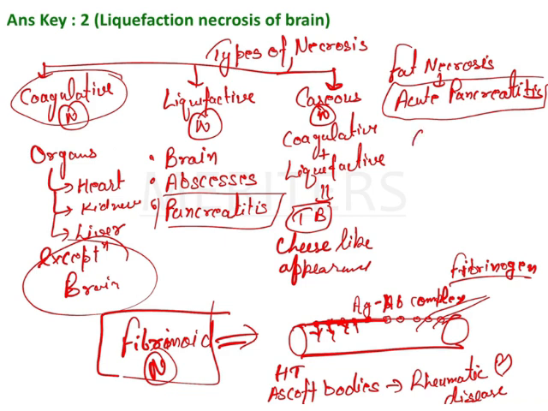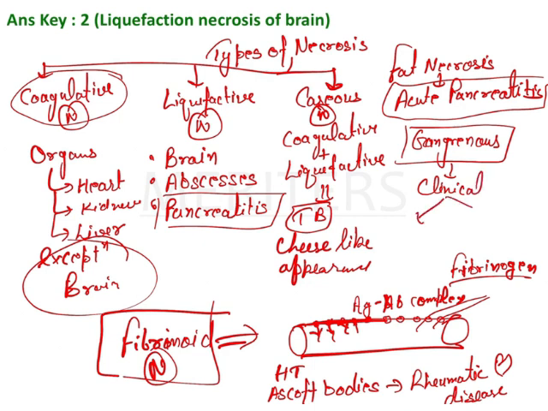Then there is gangrenous necrosis also, which is not a pathological entity, but a clinical term, and there can be both kinds, wet as well as dry gangrenous necrosis. So wet gangrene generally shows liquefactive kind of necrosis, while dry gangrene generally shows coagulative necrosis.